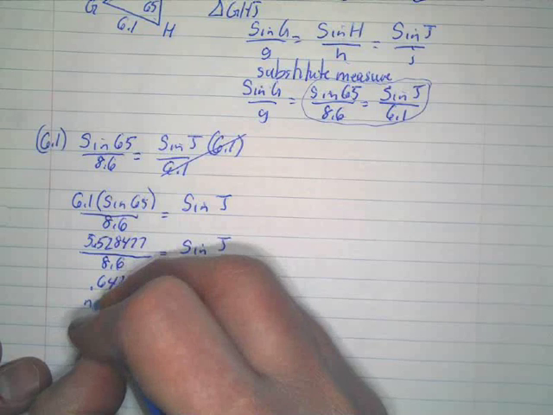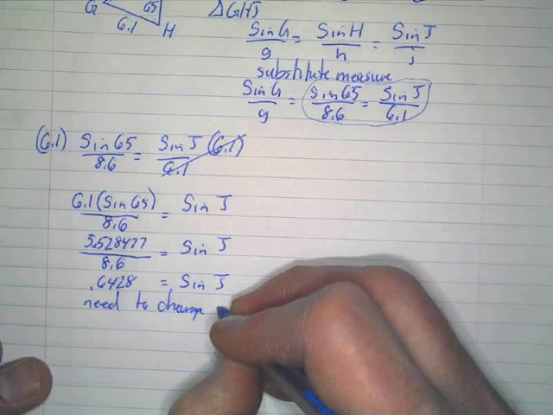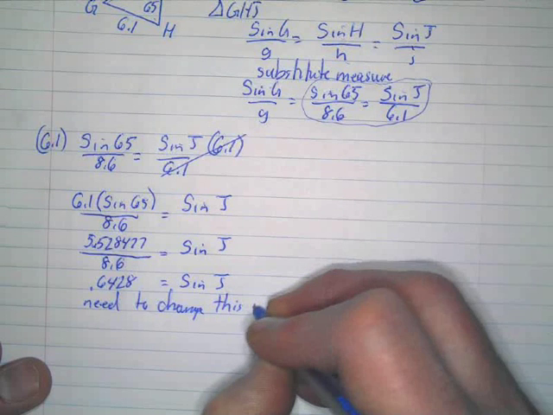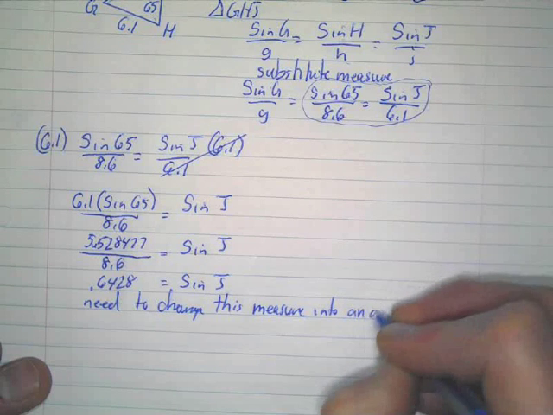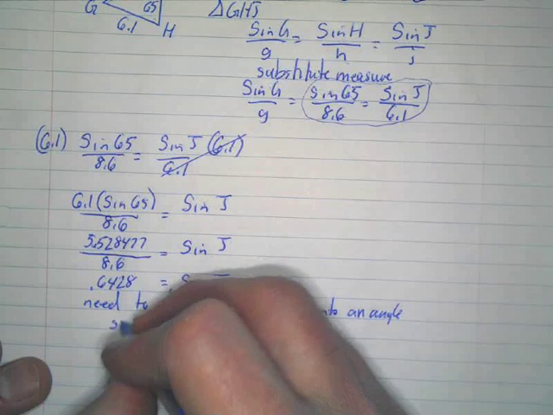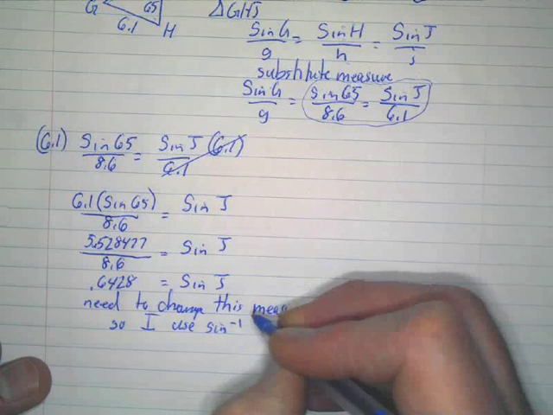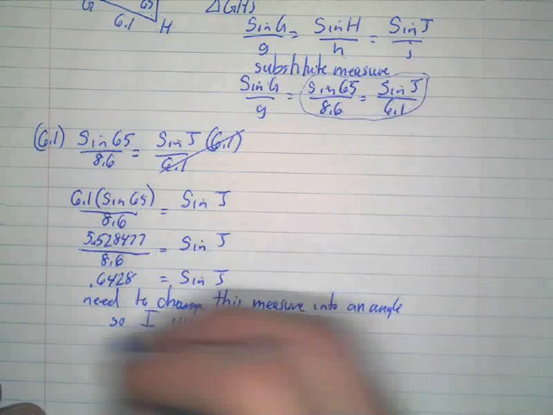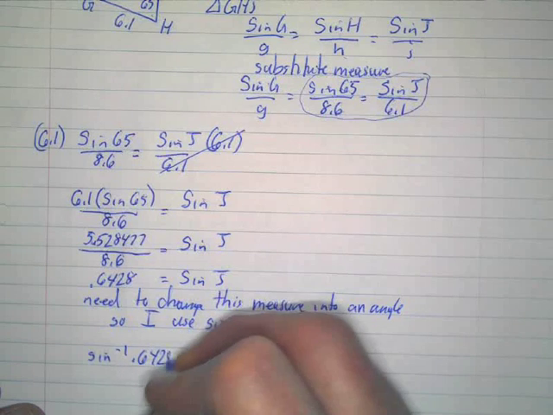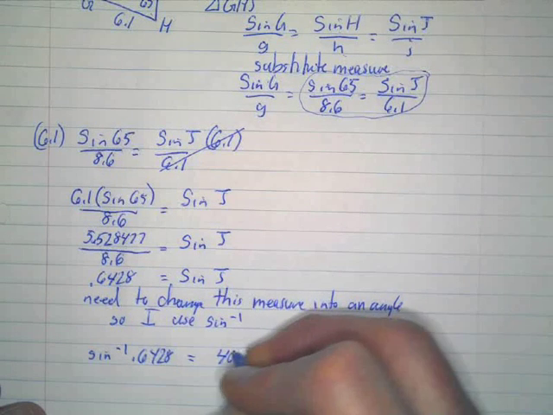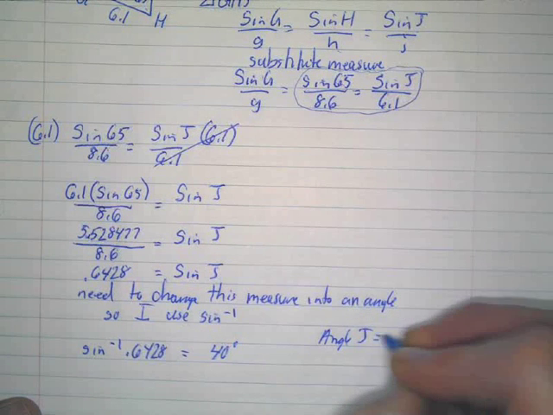I need to change this measurement into an angle, so I use sine inverse. So sine inverse of 0.6428 will give me 40 degrees. So angle J is equal to 40 degrees.